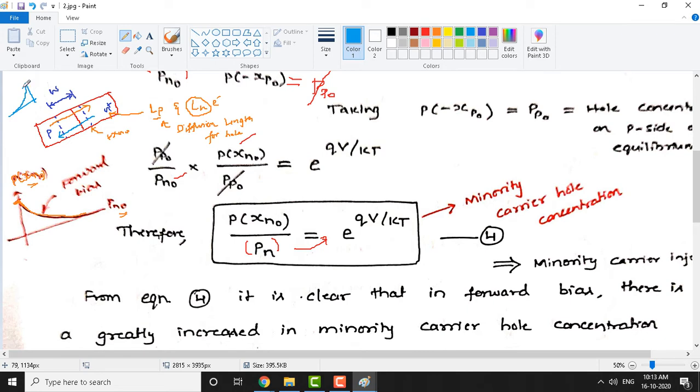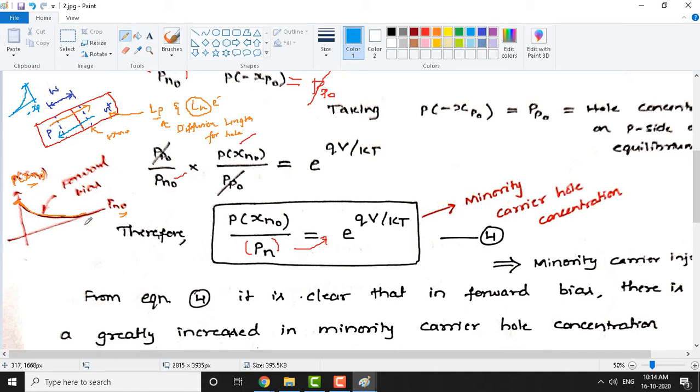If you observe the edge of the depletion region on the p side, which is minus xp naught, here you can see that again it is very high, because the electrons will take their own time to get diffused with the holes which are present in the neutral region. So there the Ln comes into play. How long do the electrons travel before they get diffused with the holes? When you are considering the neutral n region, the Lp comes into play: to what distance the holes travel before they recombine here.